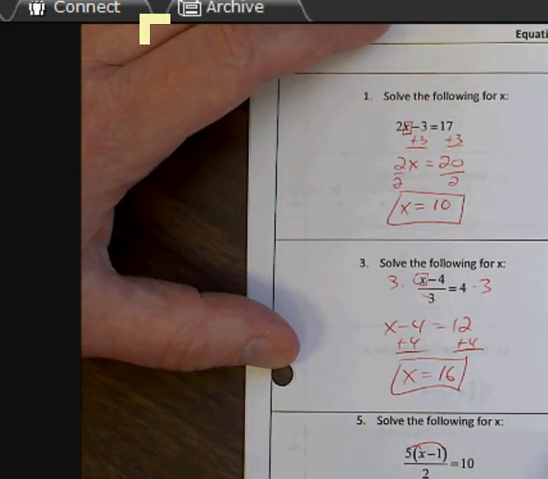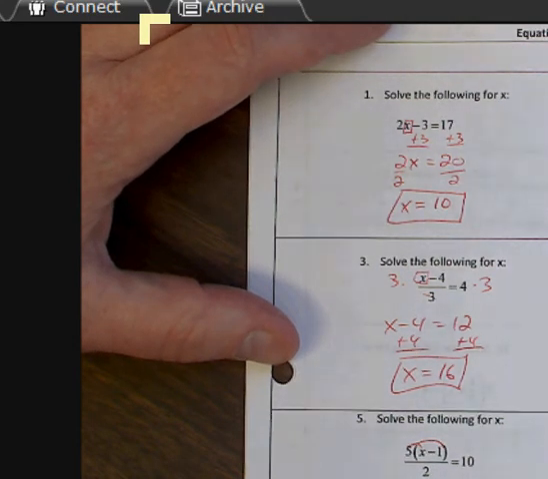I'm going to go up here. So 5x equals 25. I'm going to divide by 5 on both sides. I get x equals 5. Alright?